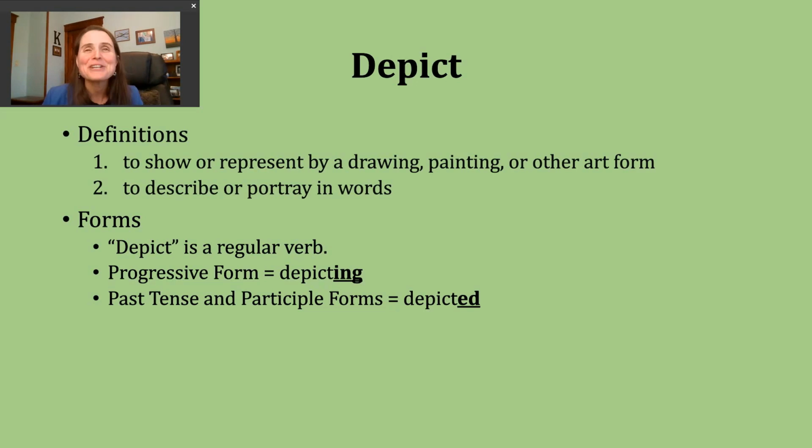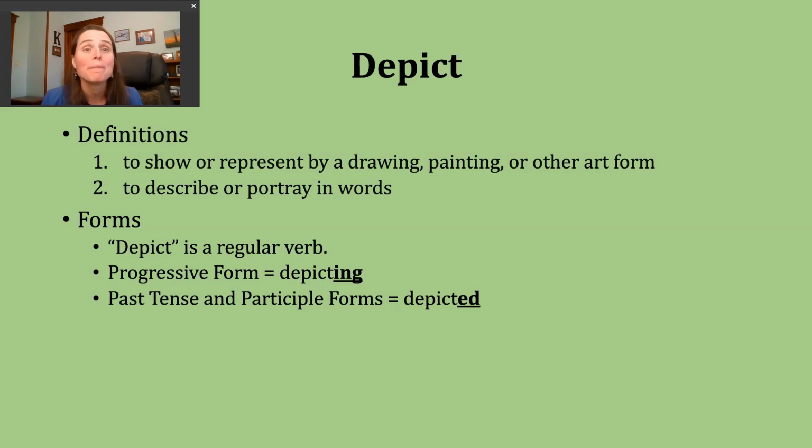For now, you should know that depict is a regular verb. If you want to make the progressive form of this verb, all you need to do is add ing. That forms depicting. The past tense and participle forms of this verb can be made by adding ed.